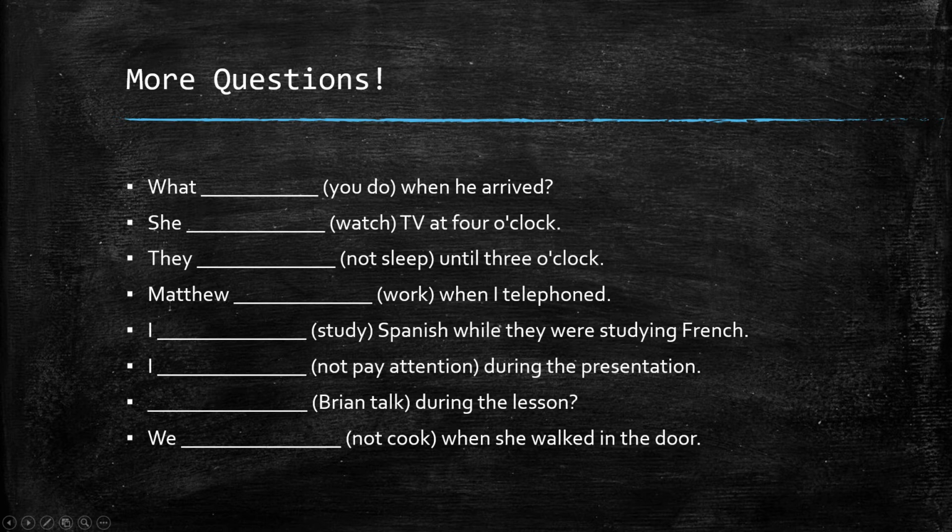The second one, she watched TV at 4 o'clock. So this is a statement. So the subject, she was watching TV at 4 o'clock. The next one is another statement. They not sleep until 3 o'clock. So now we've got the negative. So they were not sleeping until 3 o'clock.